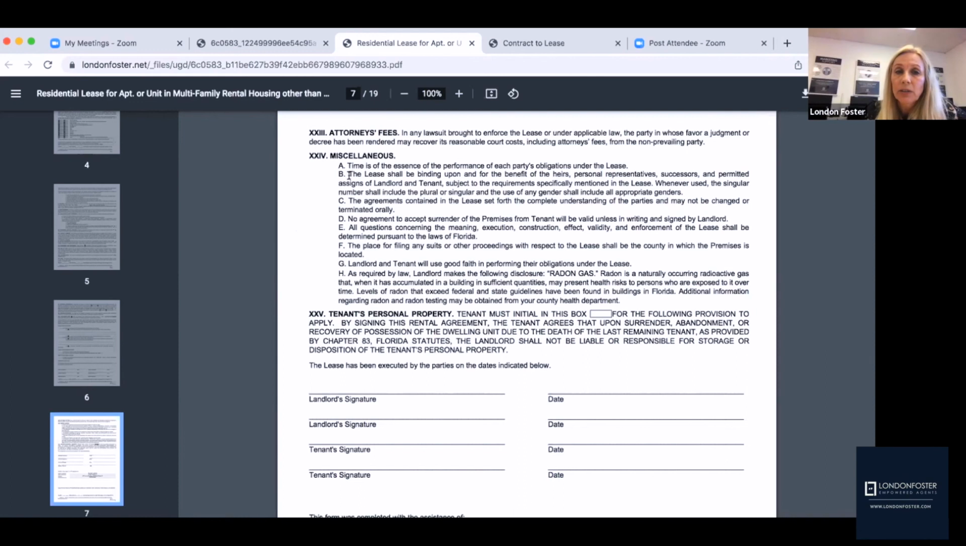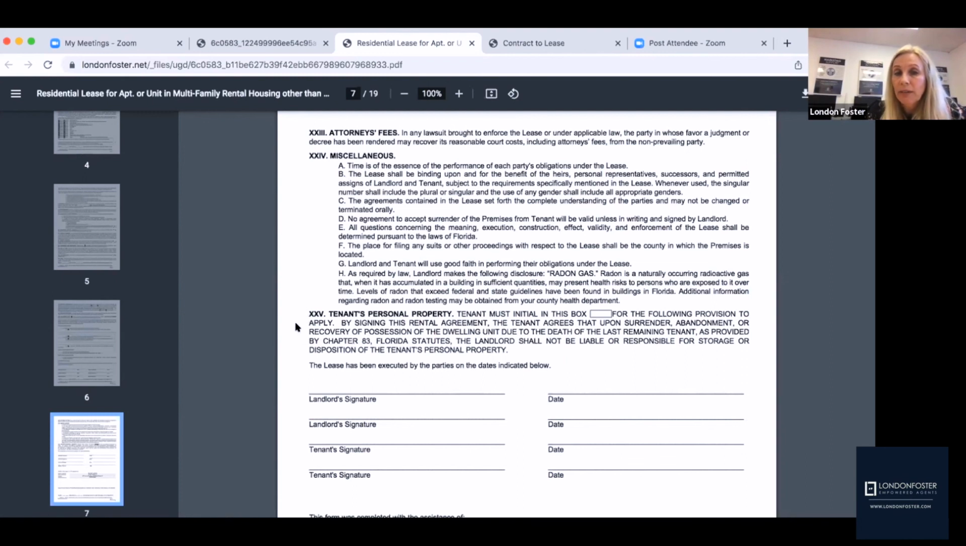So this just tells you about the time, and it goes over landlord and tenant in good faith. So you just want to make sure that you're doing everything in a timely manner and very professionally. Tenant's personal property. This is very important right here. This goes back to what I was talking about getting the insurance. So this has to go with that.